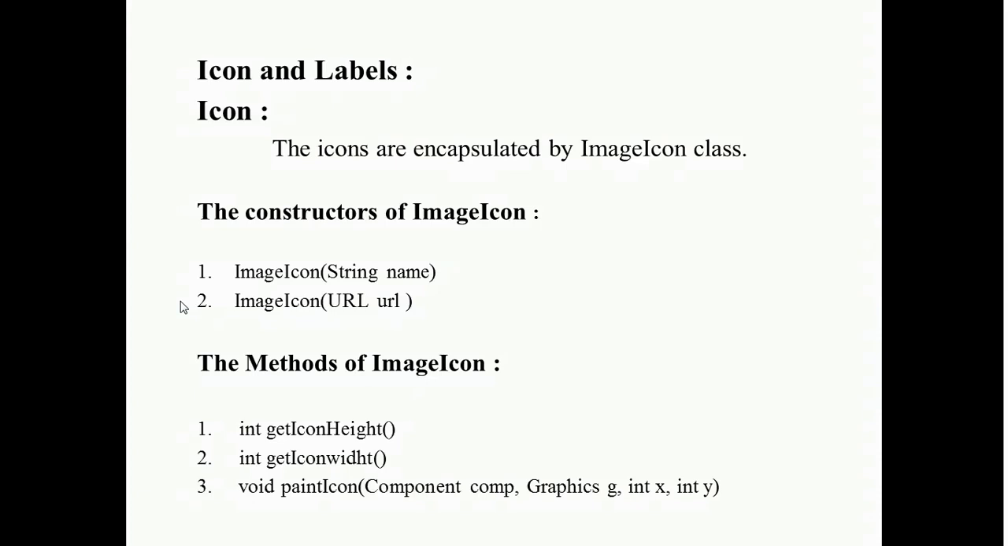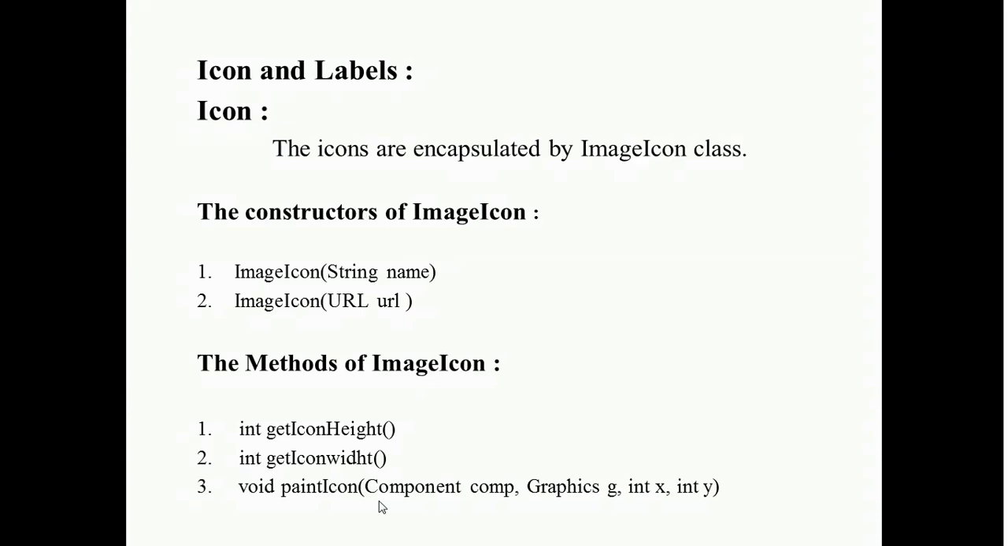Now see the methods of ImageIcon. There are three methods of ImageIcon. First method is int getIconHeight. Second method is int getIconWidth. And third method is void paintIcon. The parameters are Component comp, Graphics g, int x and int y. So the method paintIcon has four parameters: Component comp, Graphics g, int x and int y.